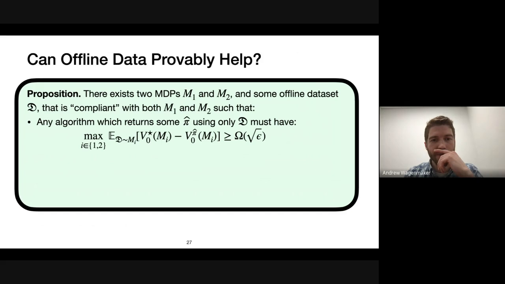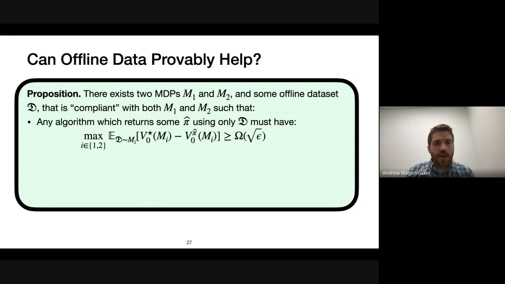So another question that we can ask from this is, can offline data provably help in some way? Are there scenarios where the complexity I've shown you with the offline data is better than what you'd get for either just online RL or just offline RL? And we have a scenario where this is the case. We have an example with two MDPs, M1 and M2, and some offline data set D. This data set D could have been generated on either M1 or M2. M1 and M2 only differ on certain states, and this data set doesn't include coverage for those states at all.